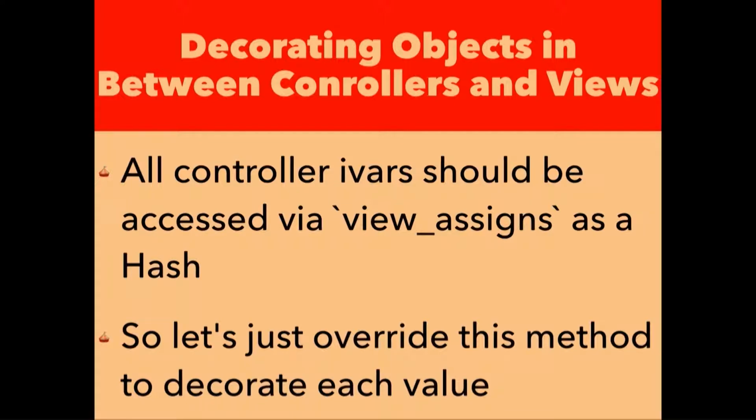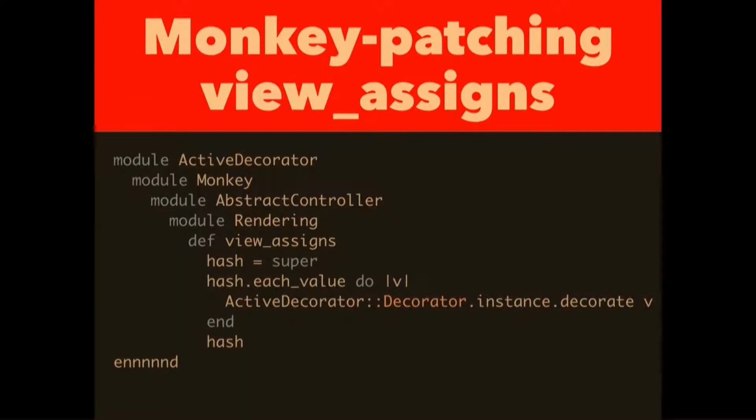There's a method called view_assigns. So the trick is easy. Active Decorator extends this method with this module, and it extends the result of view_assigns and decorates each object inside.